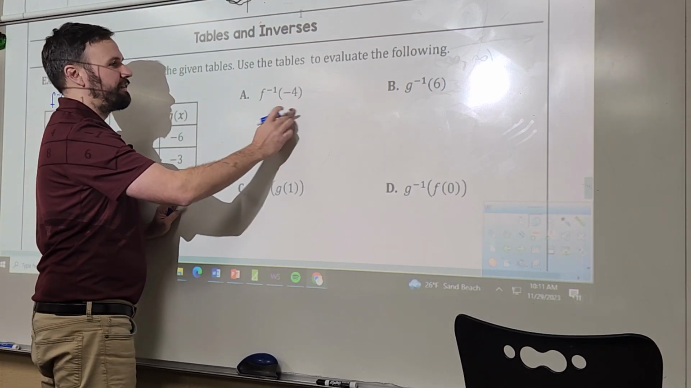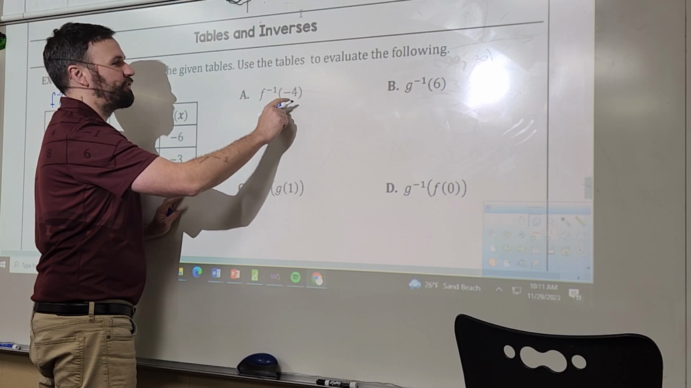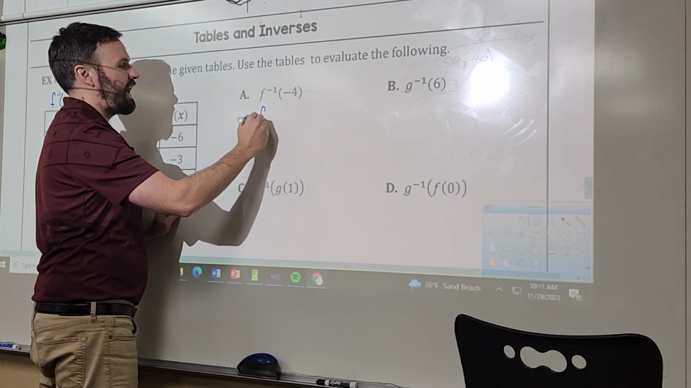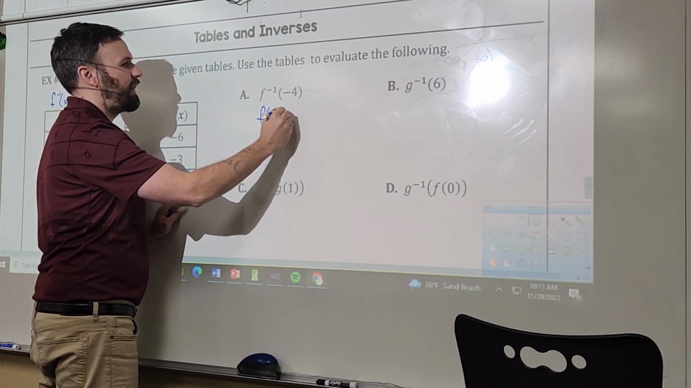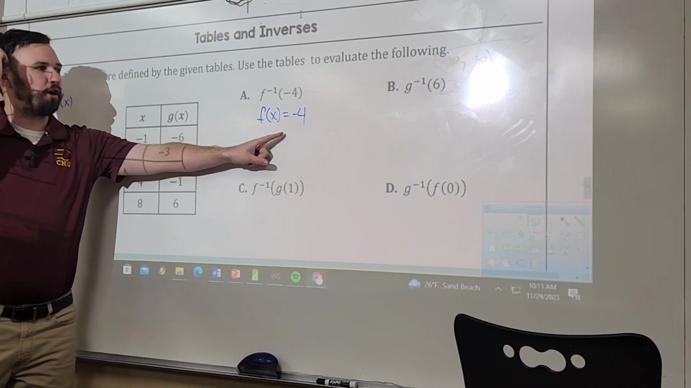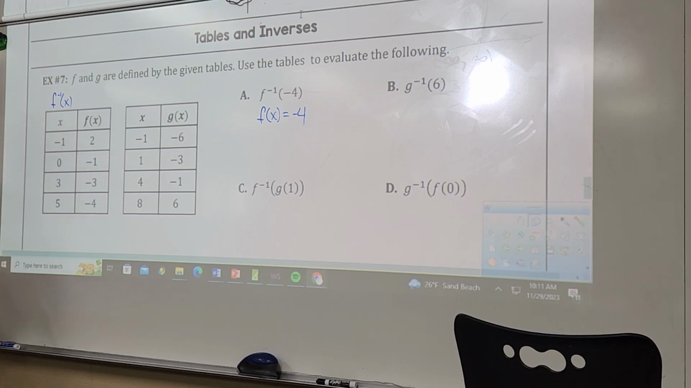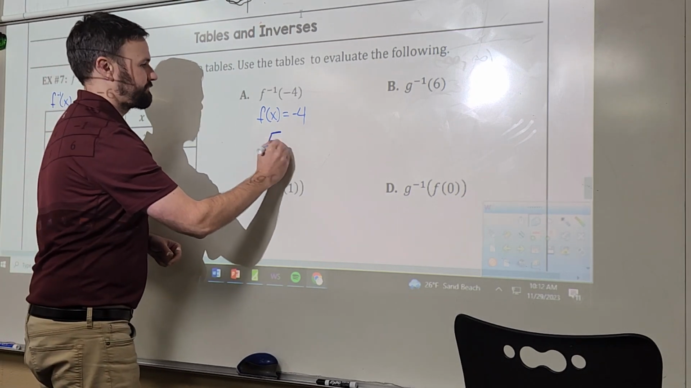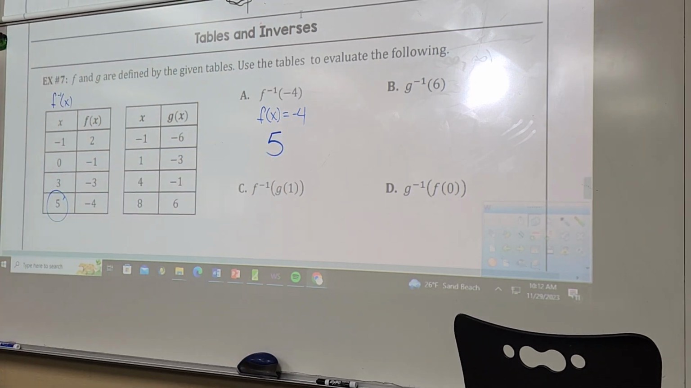So what does this say? This is saying f inverse of -4. So this is asking which x in f of x gives us -4. What x do I plug in to get -4 for this one? 5. Because f inverse of -4 is 5. Okay, 5's the final answer.